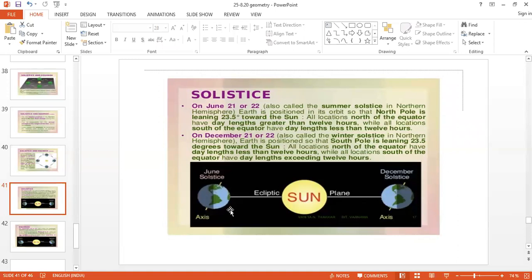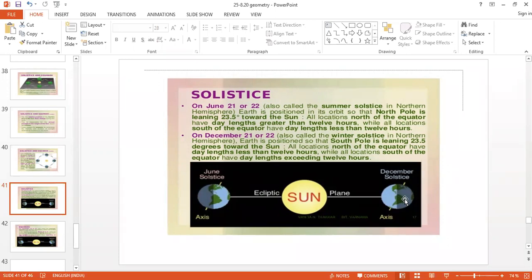This is the June 21 or 22 solstice, the summer solstice, and for this axis we are taking the December solstice. December, as all of you know, is the winter solstice. In the northern hemisphere, at this position the North Pole is away from the sun, and here at this position the South Pole is towards the sun. It is also at an angle of 23.5 degrees.